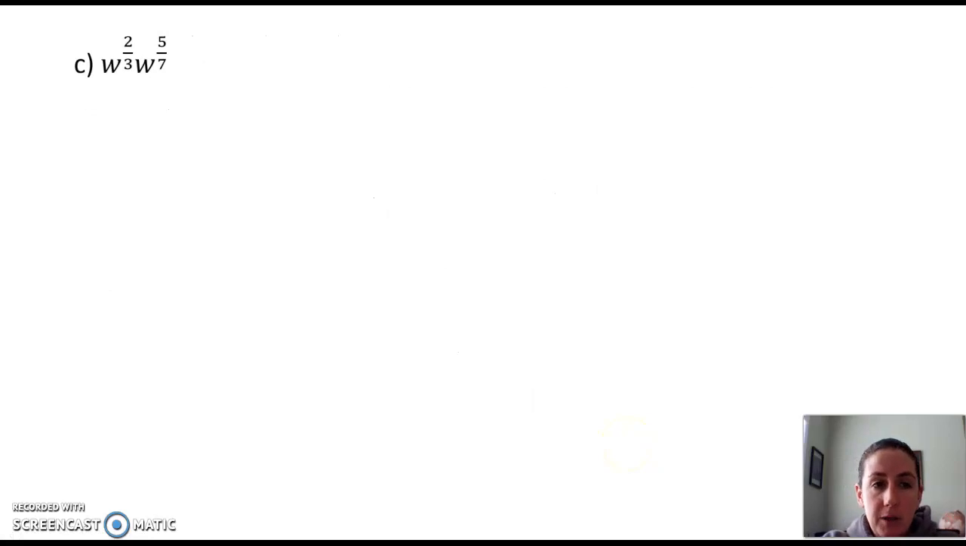All right, here, w to the 2/3 times w to the 5/7. Like bases being multiplied, we will add their exponents. So we'll take and add those two fractions. So we have to think back to our fraction arithmetic. In order to add or subtract fractions, you do have to have a common denominator. The easiest way to find a common denominator is take the opposite denominator.